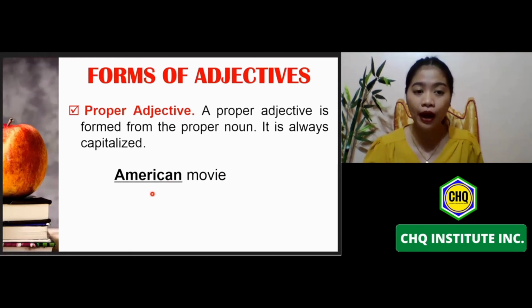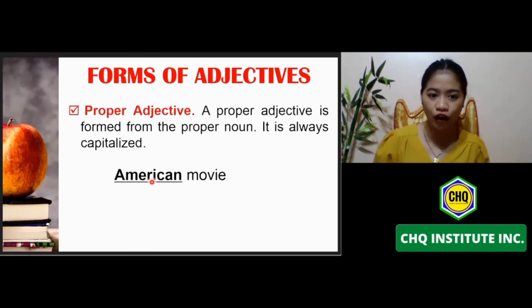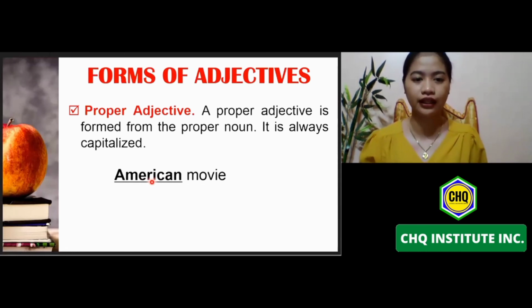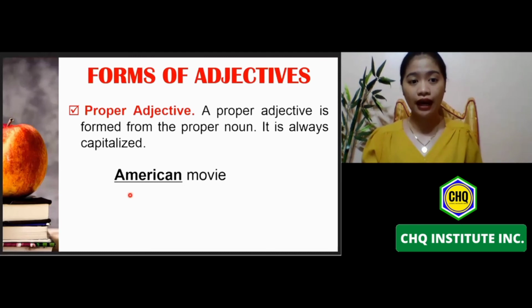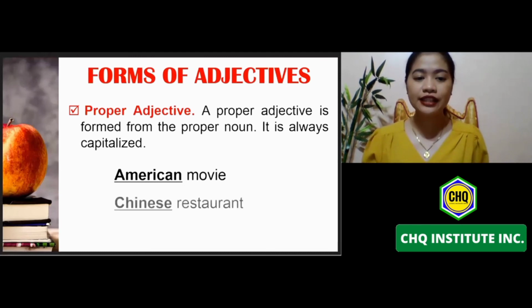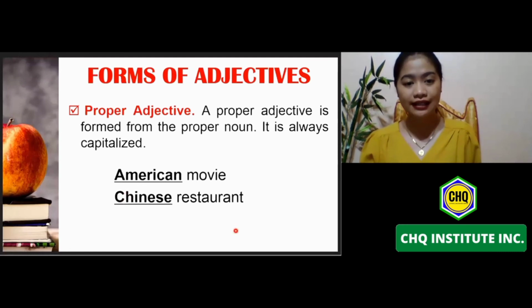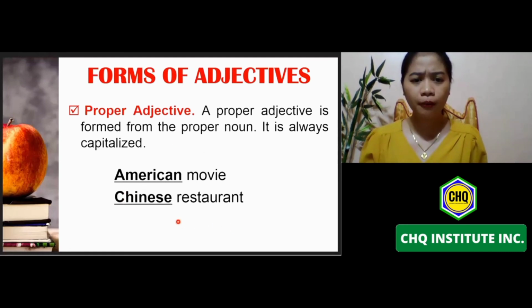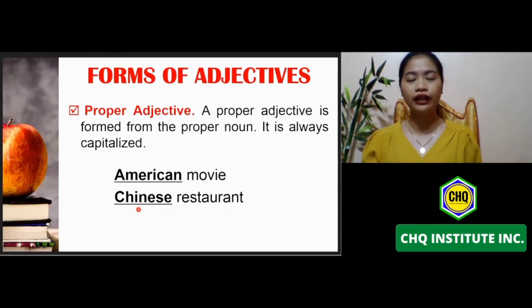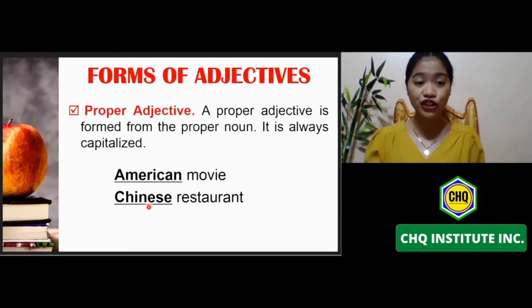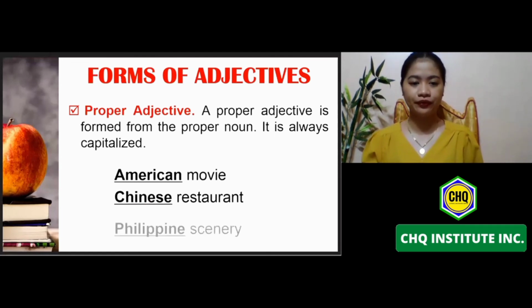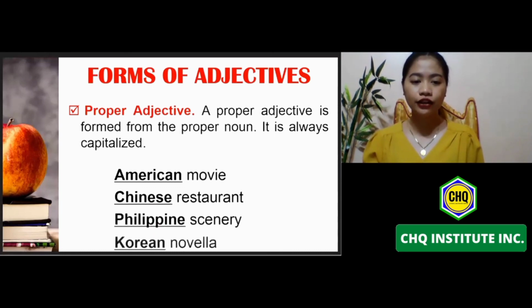Nanggaling po siya sa proper noun na America, which is the name of a country. Therefore, American is derived from the proper noun America, which is again the name of the country. But here, American is used as a proper adjective. Next one, Chinese restaurant. So it modifies the noun restaurant. Say for example, Chinese is derived from the noun China, which is again another name of a place. Philippine scenery and Korean novella. Next one.